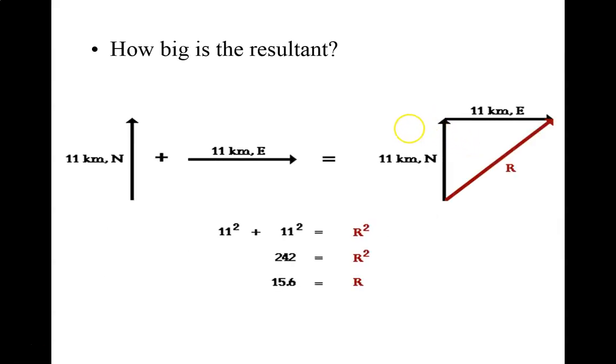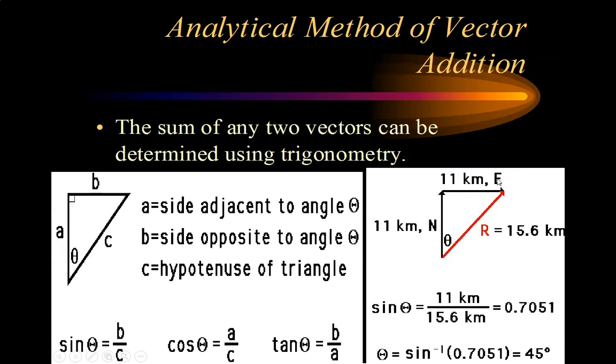So if we wanted to figure out the resultant, I wouldn't have to get my ruler out and protractor out and all that stuff. I would just use 11 squared plus 11 squared equals R, my resultant, squared, and get the resultant equal 15.6 kilometers in this case would be the correct answer.